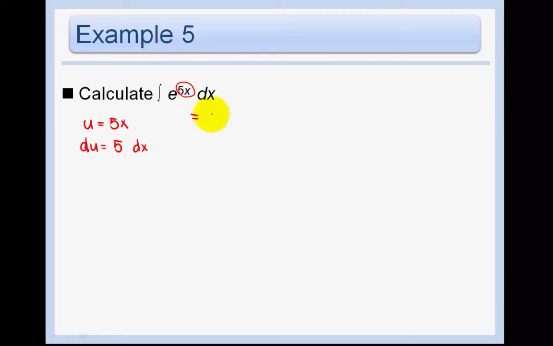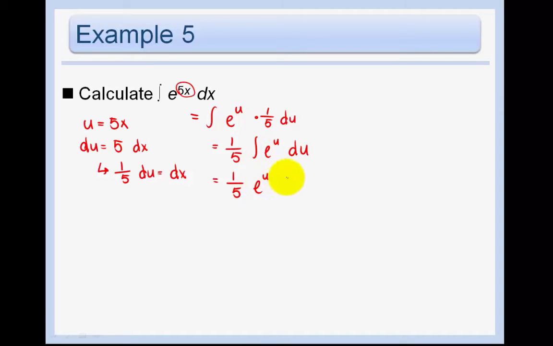So I can rewrite this as e to the u. Oops, I don't have a 5 dx. So I know that 1/5 du equals dx. Pull out that constant, and then I get 1/5. The antiderivative of e to the u is just e to the u.